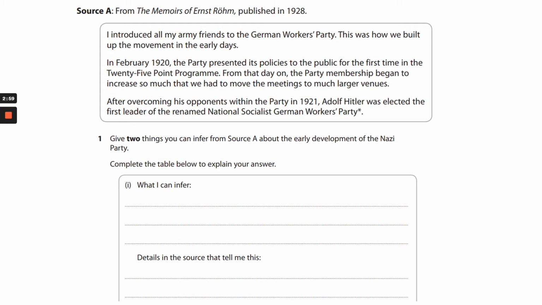because I don't want to just paraphrase. I don't want to just say what it says in the source. So I can make an inference here, a proper one. So I can infer that the 25-point program was popular with the German people. And the details in the source that tell me this: from that day on, the party membership began to increase. Makes sense. If I do that twice, as a result, I've got myself 4 marks.